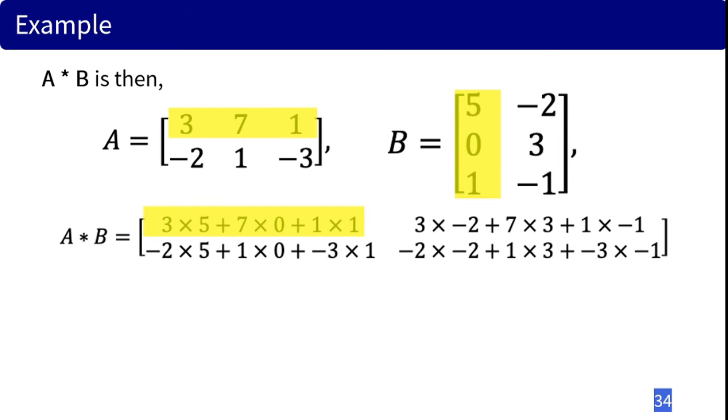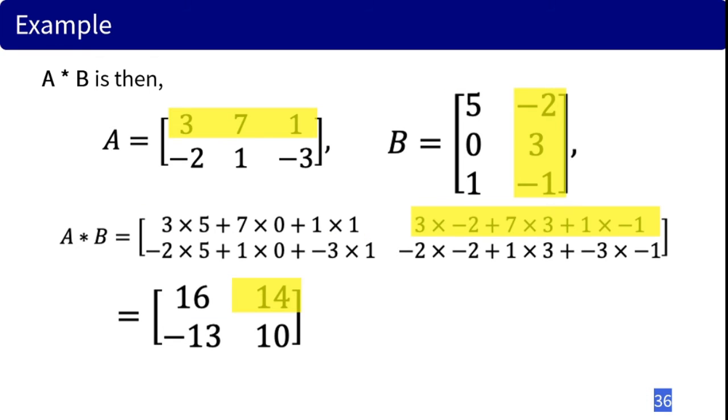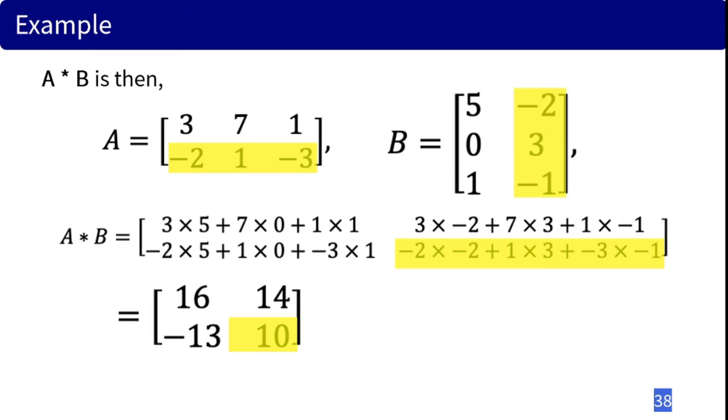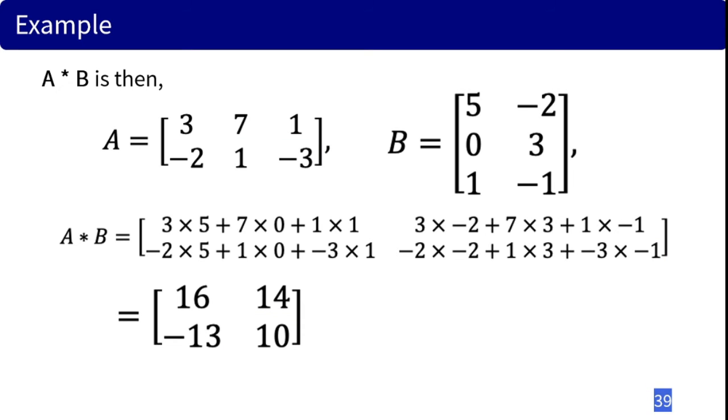Same procedure as the previous example. You get the elements of the product matrix by using this operation, and here we get the product of A and B with elements 16, 14, negative 13, and 10. And here we get the size of the product of A and B, of size 2 by 2. So take note that multiplying matrix A of size 2 by 3 with B of size 3 by 2, you obtain the product matrix of size 2 by 2. Okay. Same goes with another element, and the last element, and we obtained the product of A and B.